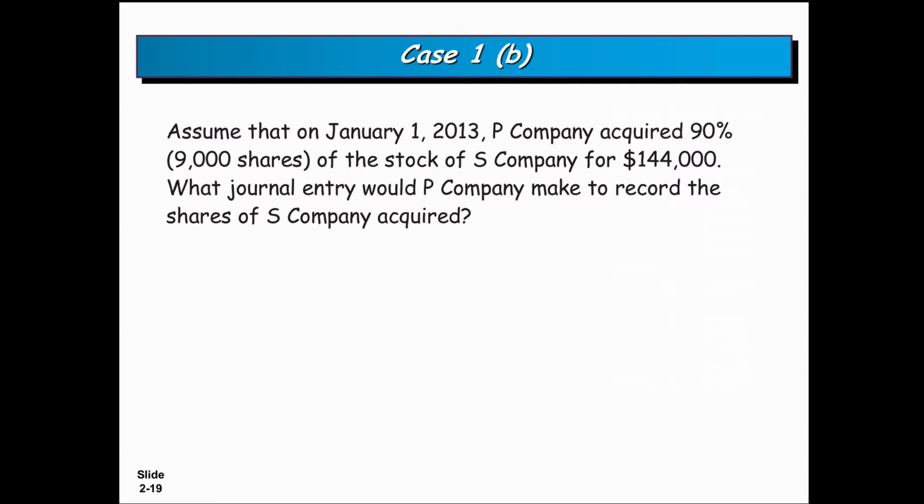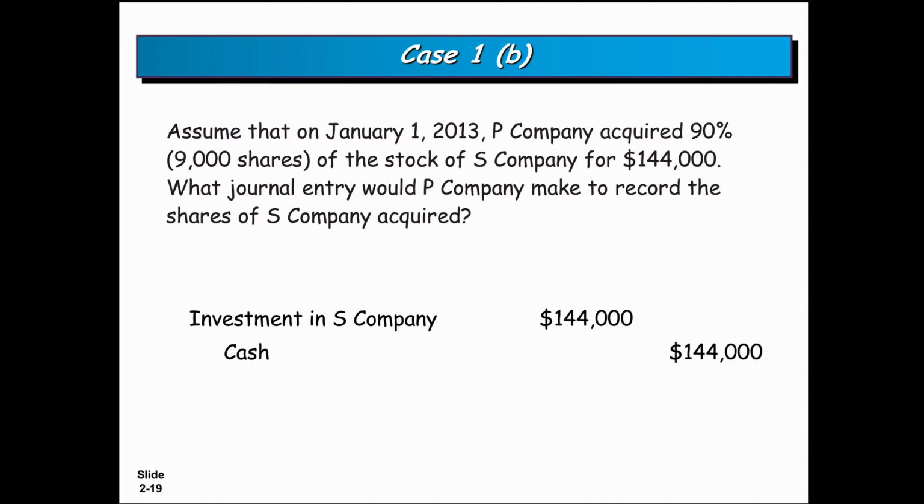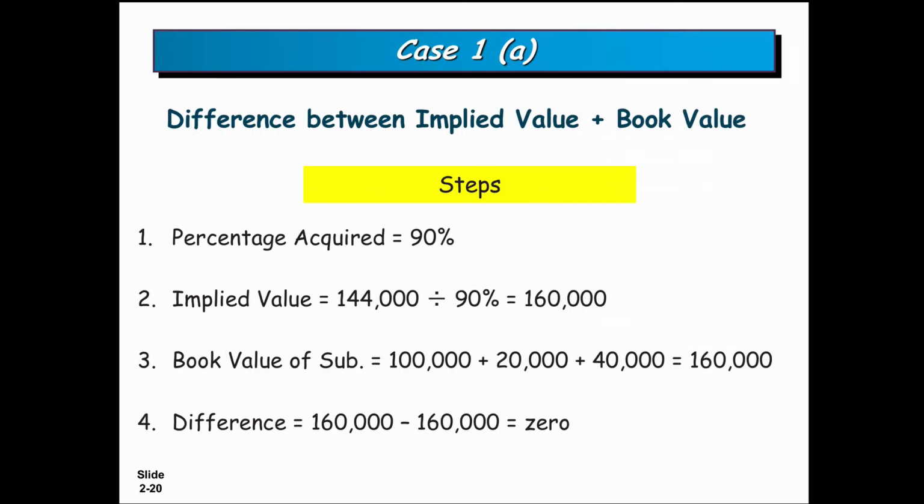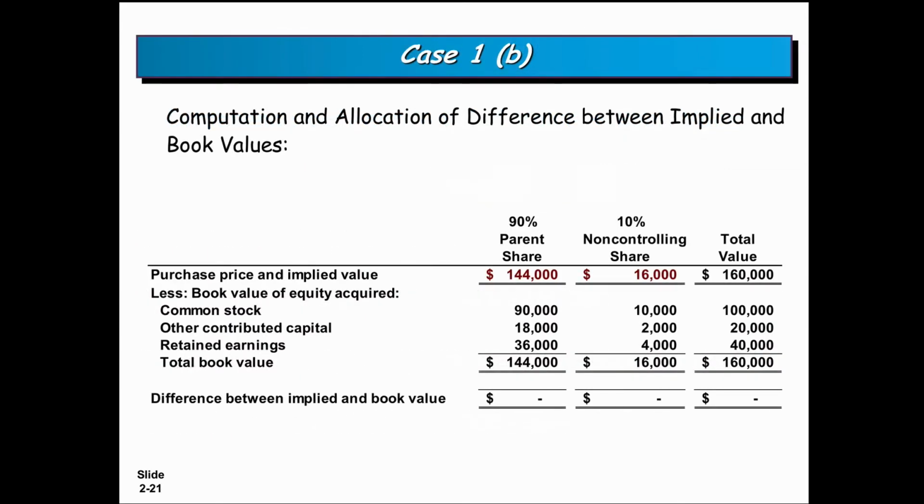So we assume on the same date the parent company acquired not 100, 90%. 9,000 shares for 144,000 cash. What is the journal entry? We debit investment in subsidiary company, credit cash by the amount, which is in this scenario the same accounts with different amounts. Now, we need to see the differences, whether we have goodwill or gain. We get the percentage acquired 90%, then the implied amount will be 160, the book value 160. So even if the company owns less than 100, still there is no goodwill or no gain on purchase.